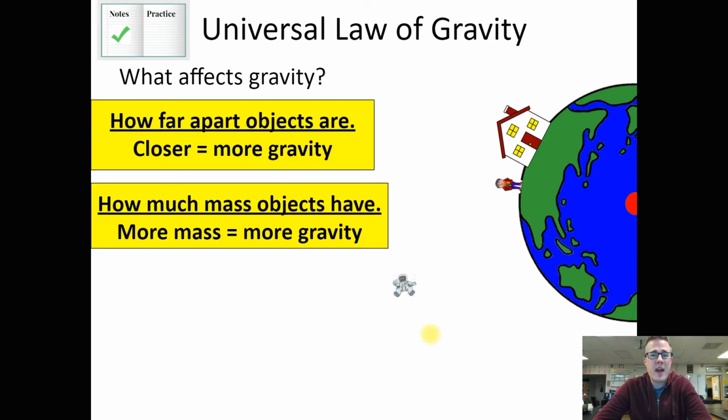The first one is how far apart objects are. So the closer you are to an object, the more gravity you're going to feel from that object, and how much mass an object has also affects gravity. And that's it. So I want you to think about what that means: any two objects in the universe, as long as they have mass, are pulling on each other. There's gravity. It just takes a really, really big object to feel it.